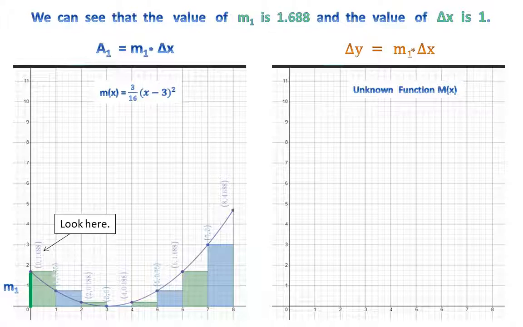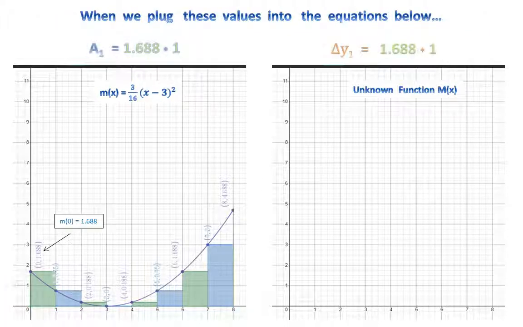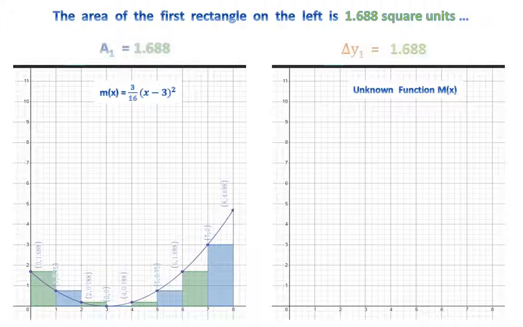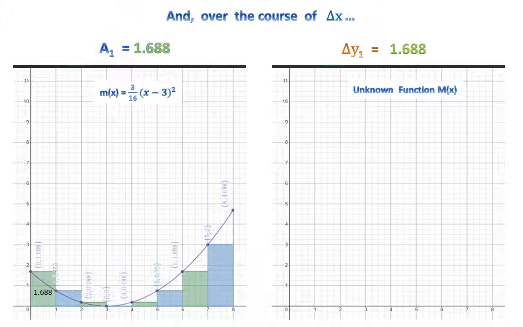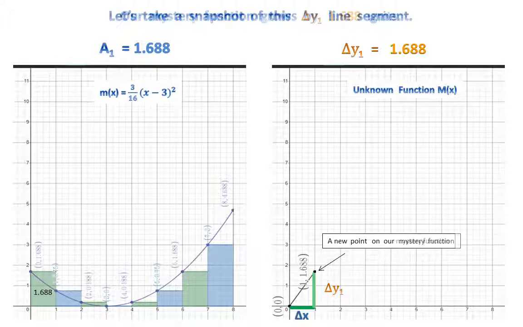We can see that the value of little m1 is 1.688, and the value of delta x is 1. When we plug these values into the equations below, the area of the first rectangle on the left is 1.688 square units. And over the course of delta x, our mystery function grows by 1.688 units. Let's take a snapshot of this delta y line segment.